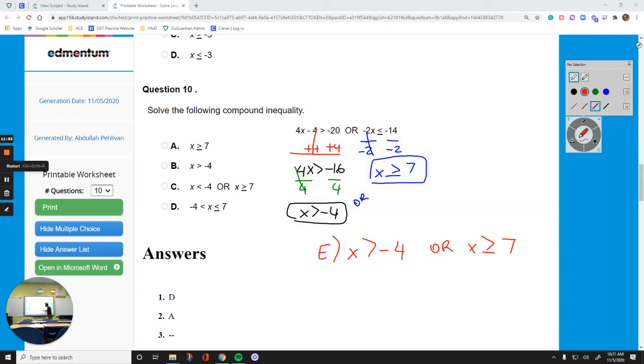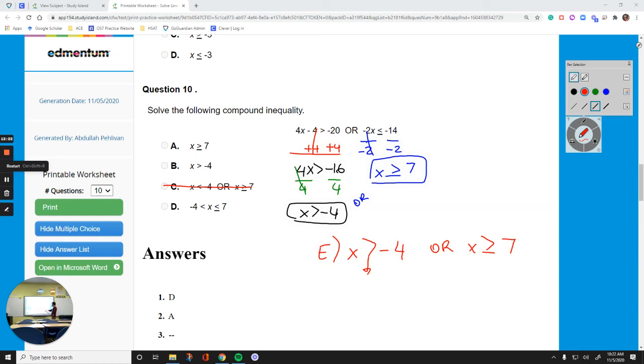Because to be able to understand this, comprehension is the key. If you don't know what "and" or "or" means, literally, you may end up with the wrong answer. So, again, that's not the answer. First reason, this one says x is less than 4. We found that x was greater than negative 4. They're not the same.